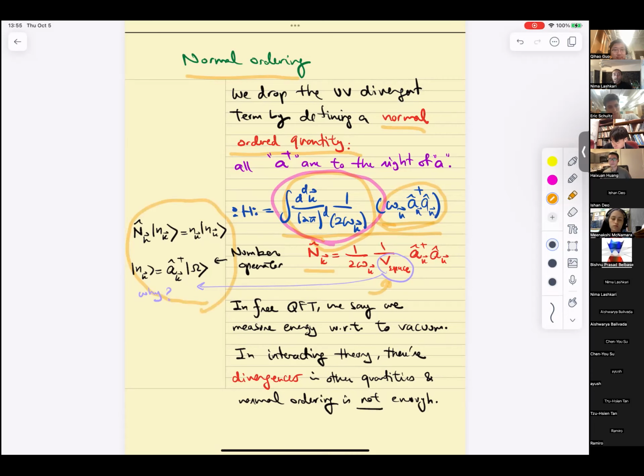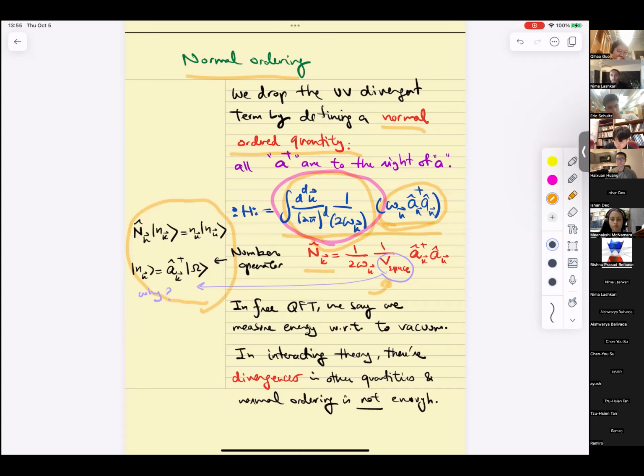All right. So the reason we do normal ordering is that in free field theory, the Hamiltonian is not the only thing that we observe. We can also observe 2-point functions, 3-point functions, 4-point functions. And all of those will have divergences as well. It has to do with UV. But the catch is this normal ordering procedure that I just described gets rid of all of them.